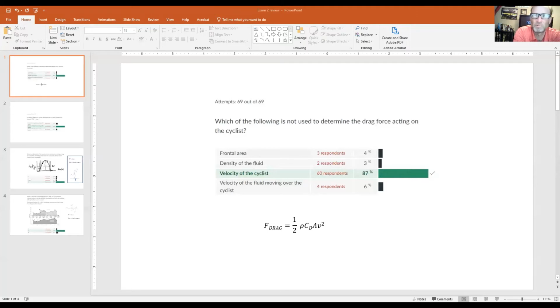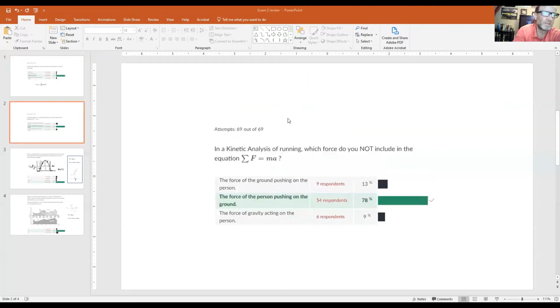And that's the whole idea behind drafting in cycling or in swimming, is you're getting behind someone where that person is moving the fluid, and therefore the resistance force due to drag force is reduced. And same thing, if you're swimming downstream, that's an easy one, because your velocity relative to the land is much faster than the velocity of the fluid that you're moving through in the opposite direction. So your resistance force is less relative to your land speed. Okay, so you got to know the drag force equation.